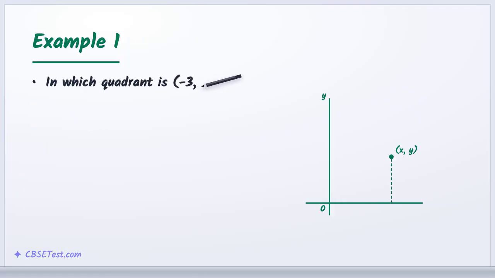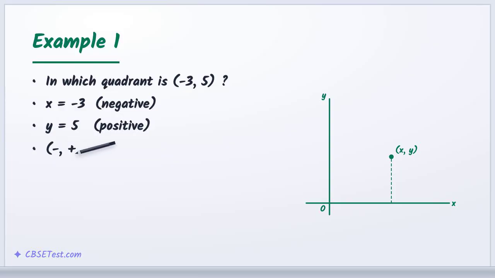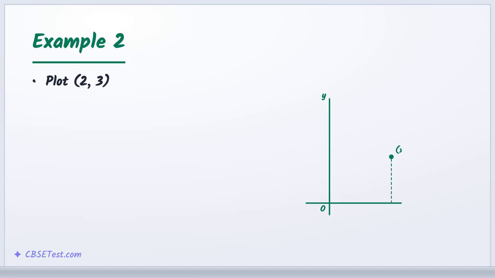Look at the signs of the point -3, 5. The x is negative and the y is positive, which is the pattern negative positive, so this point lies in the second quadrant.